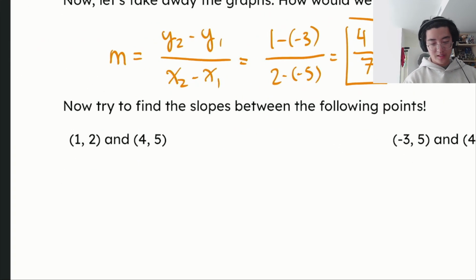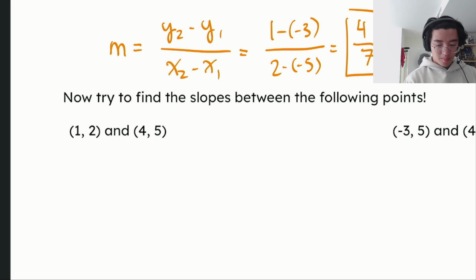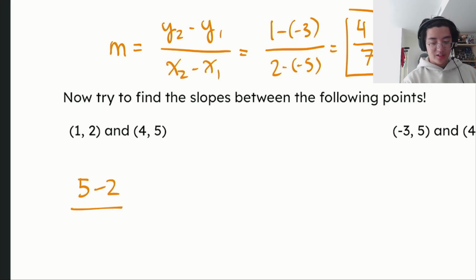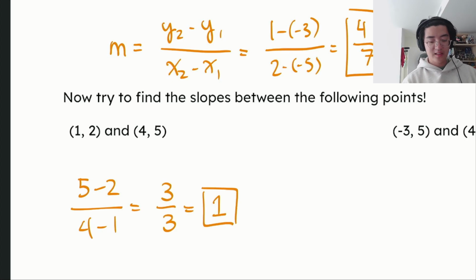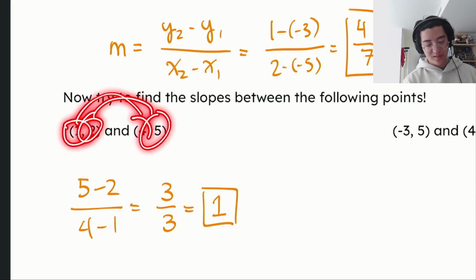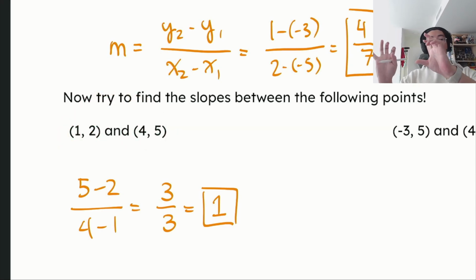Okay, so let's do some more exercises. The change in the y is 5 minus 2, or 2 minus 5. Change in the x is 4 minus 1. We got 3 over 3, which is just 1. That's our slope of 1. So just be careful here. If you're doing 5 minus 2, make sure you do 4 minus 1. We cannot do 5 minus 2 over 1 minus 4. Make sure it's one set minus the other set. Do not mix and match.